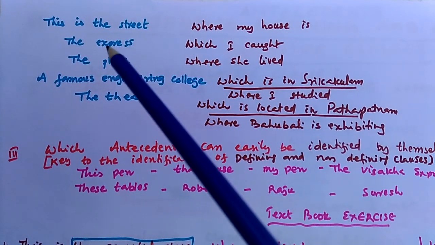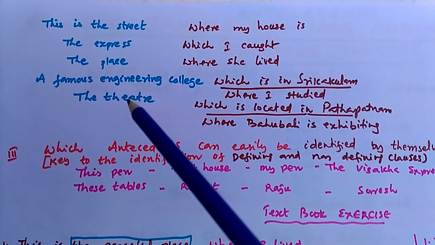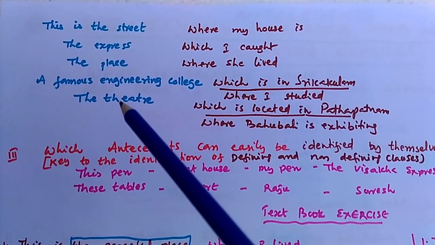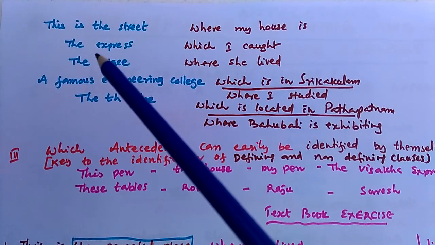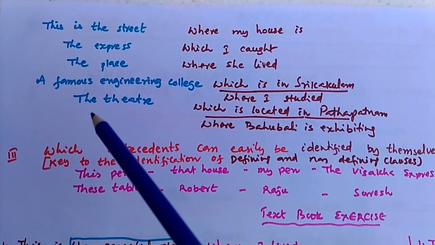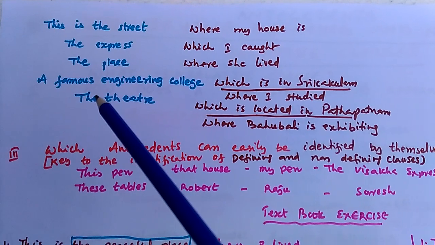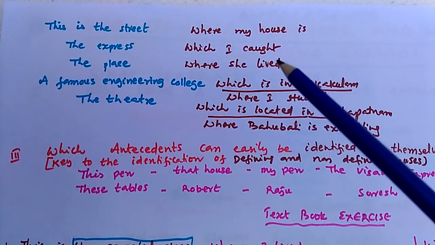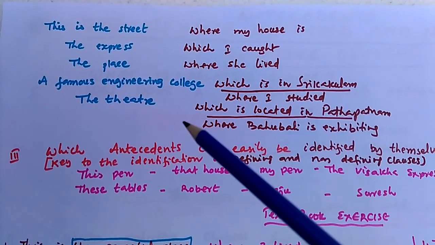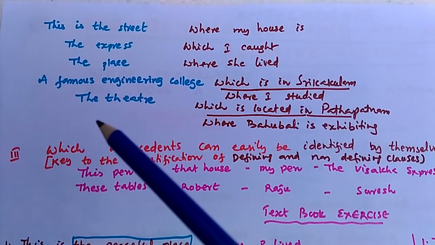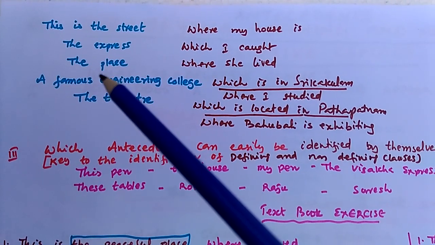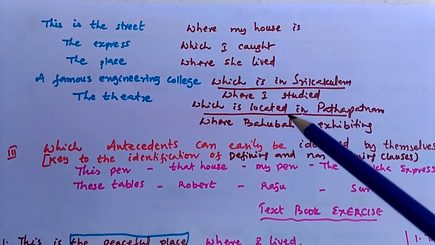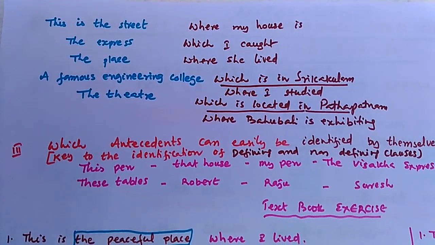Friends, by looking at these antecedents, it might have become clear to you that if the antecedent is self-explanatory, if we can easily say which one it is, then this clause will be a non-defining clause. When, looking at the antecedents, we cannot say which ones they are, then these will be defining clauses.